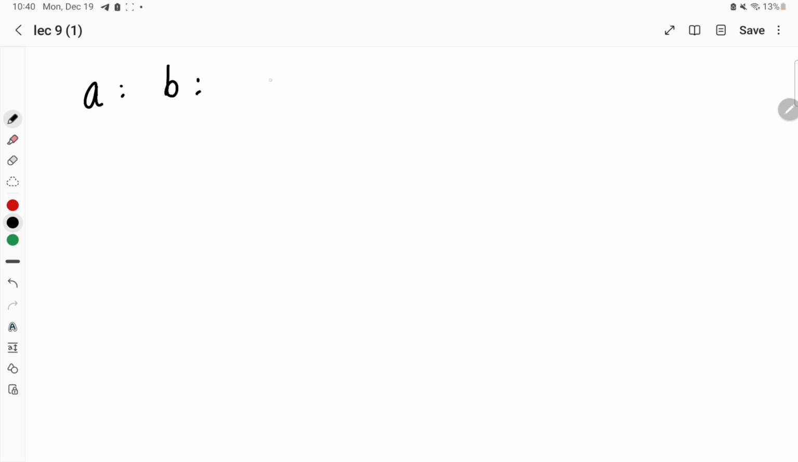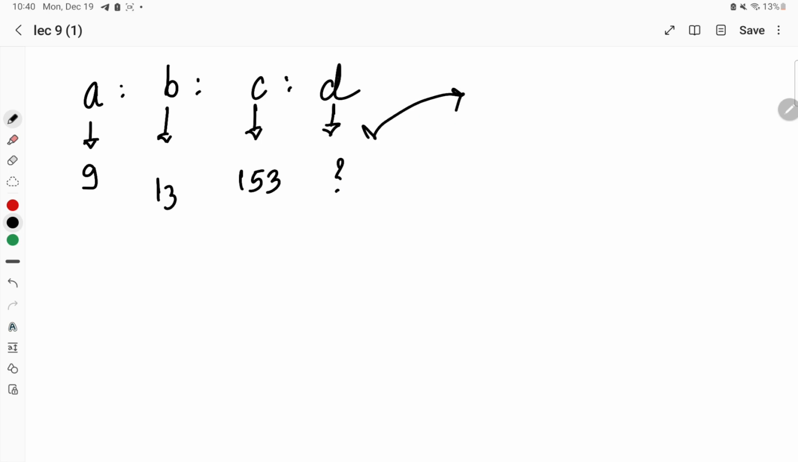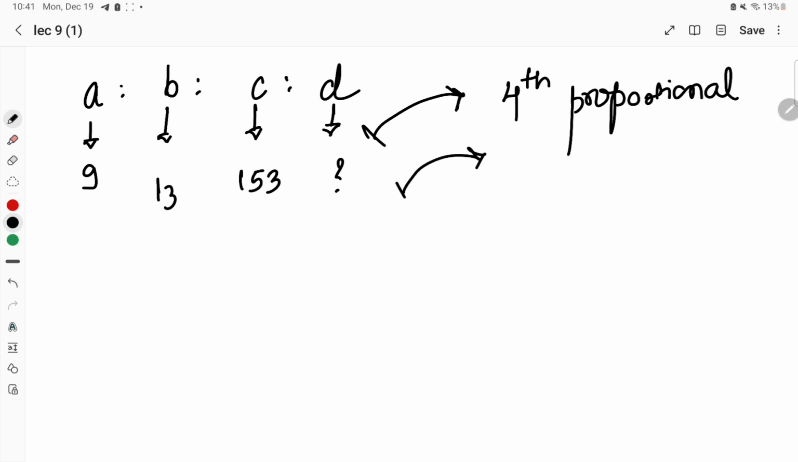Take an example over here, A, B, C and D. All these are in proportion, and here the value of A is given, for example 9, the value of B is given as 13, the value of C given here is 153, and they're asking us to find the value of D. In this particular case, they can ask us in the question to find the value of the fourth proportional, or they can also ask this same question by asking us to find the value of the extreme proportional.